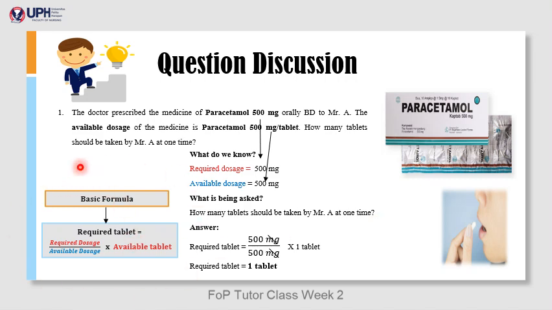Remember the basic formula: required tablets equal required dosage divided by available dosage, multiplied by available tablet. So you will have the required tablet: 500 milligrams as the required dosage, divided by the available dosage of 500 milligrams, and multiplied by 1 tablet because that's the available tablet. So the required tablet that will be taken by Mr. A is 1 tablet. Okay, let's continue.